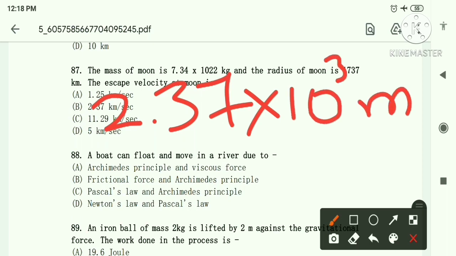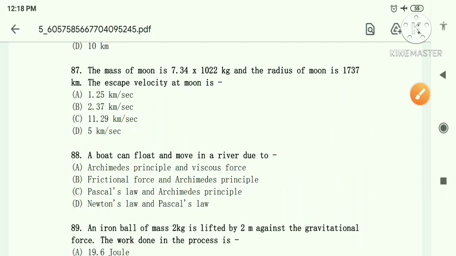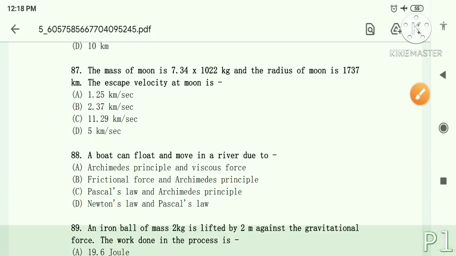Here escape velocity equal to 2.37 kilometer. So the option B is right answer. Option B is right answer. Now let's go to the next question.